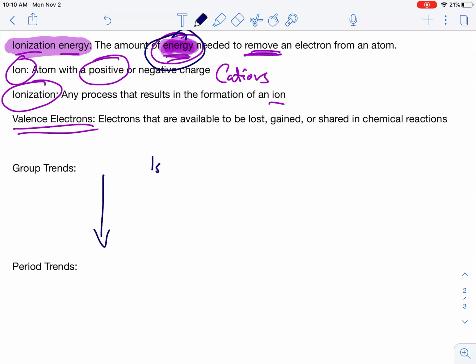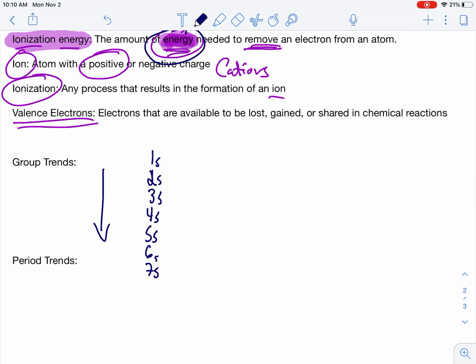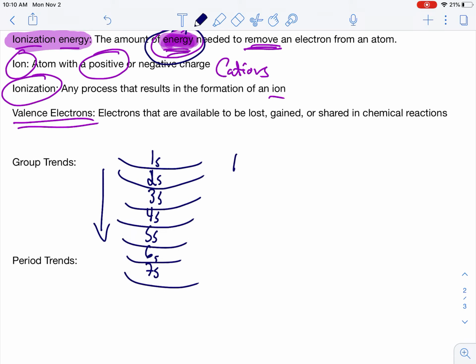Well, let's look at what happens when I go down a group. 1s, 2s, 3s, 4s, 5s, 6s, 7s. Looks like the atom is getting bigger and bigger. Because the atom is getting bigger, the protons are getting further and further away from your electrons. And we're talking about the outer shell electrons, your valence electrons.